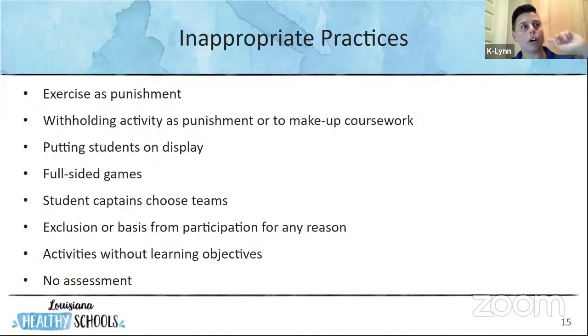5, 4, 3, 2, 1. Great. Taller partner, go to that side of the gym. Shorter partner, that side of the gym. That took maybe 10 seconds versus that process of choosing teams. That's just something to think about.